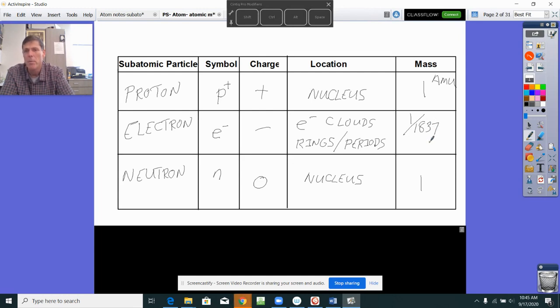Think about it this way. If you were to stand on your bathroom scale and see your mass, and you were to rip out one eyelash and drop it on the floor, the amount that your weight just changed would be kind of what you would see in terms of an electron.